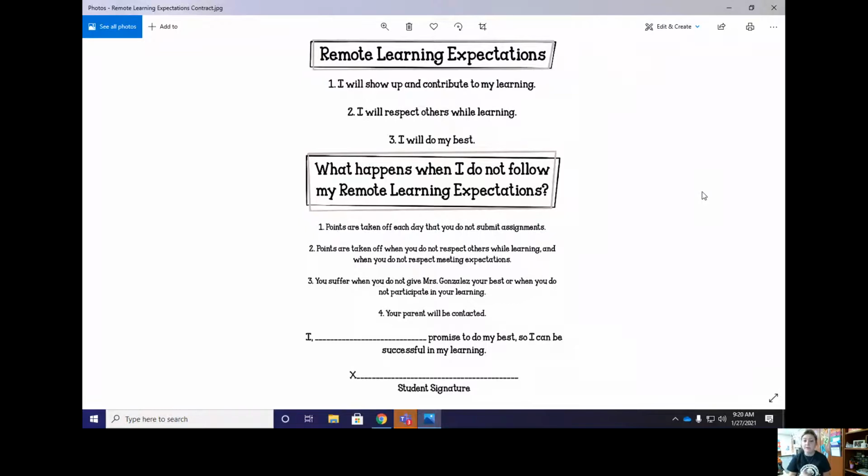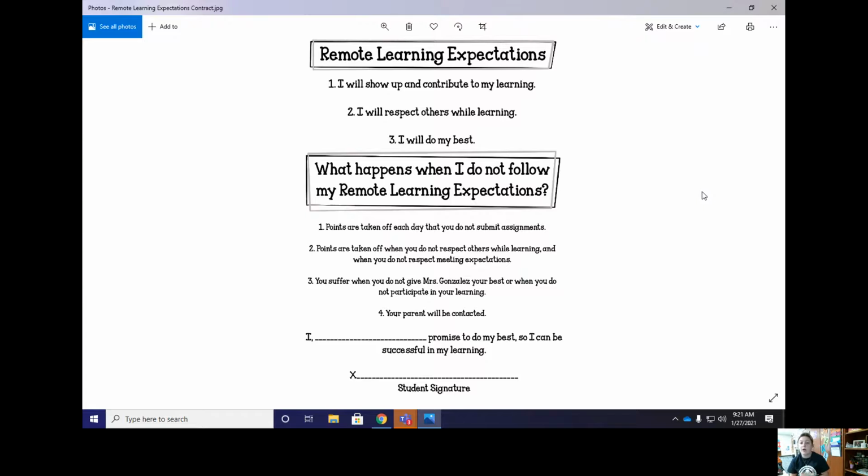First, I'm going to go over the remote learning expectations and what you're going to be doing for me today. I'm going to share my screen with you guys if it lets me. Okay. So this is the remote learning expectations sheet that I have for you. It lists your expectations clearly and it's simple. There's only 3 of them. It also tells you what's going to happen when you don't follow your remote learning expectations. So let's go over each one, starting with the remote learning expectations.